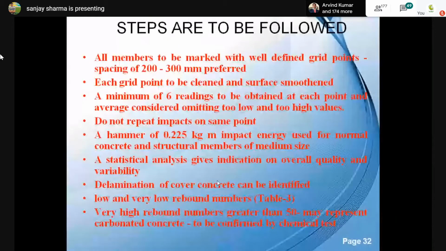Then we have to correlate that, statistically analyze the results that are being produced. Then we can find out the delamination of the concrete cover.